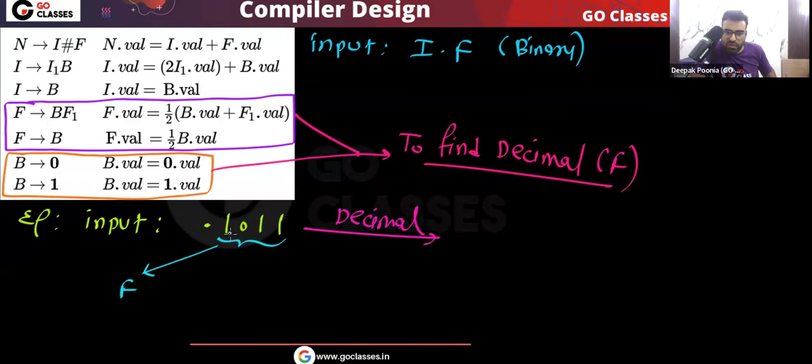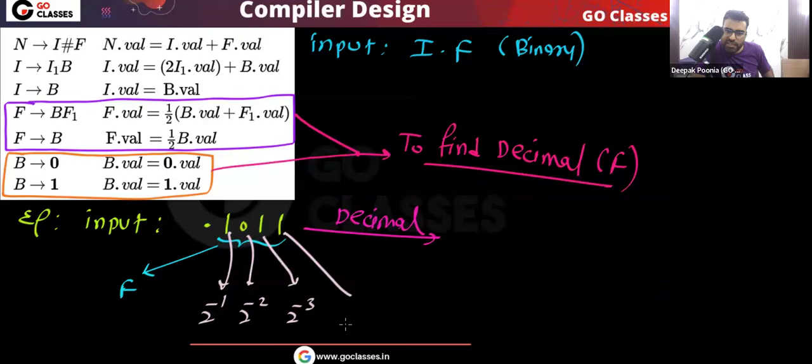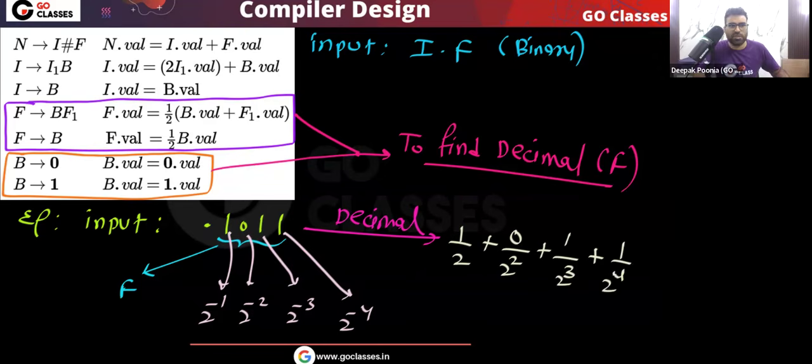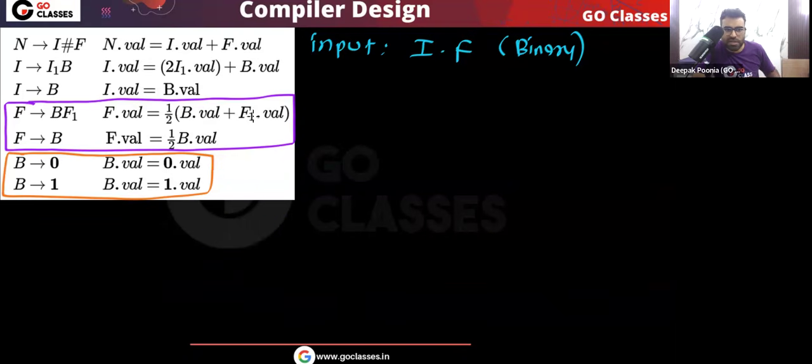You already know the weight of this. This is basically 2 power minus 1. The weight here is 2 power minus 2, the weight here is 2 power minus 3, and the weight here is 2 power minus 4. So what will be the decimal? That will be 1 divided by 2 plus 0 divided by 2 power 2 plus 1 divided by 2 power 3 plus 1 divided by 2 power 4. Okay, yes or no? Do you agree with me? This will be your decimal. Very simple. So now, using this idea, you can see how we are getting these rules.